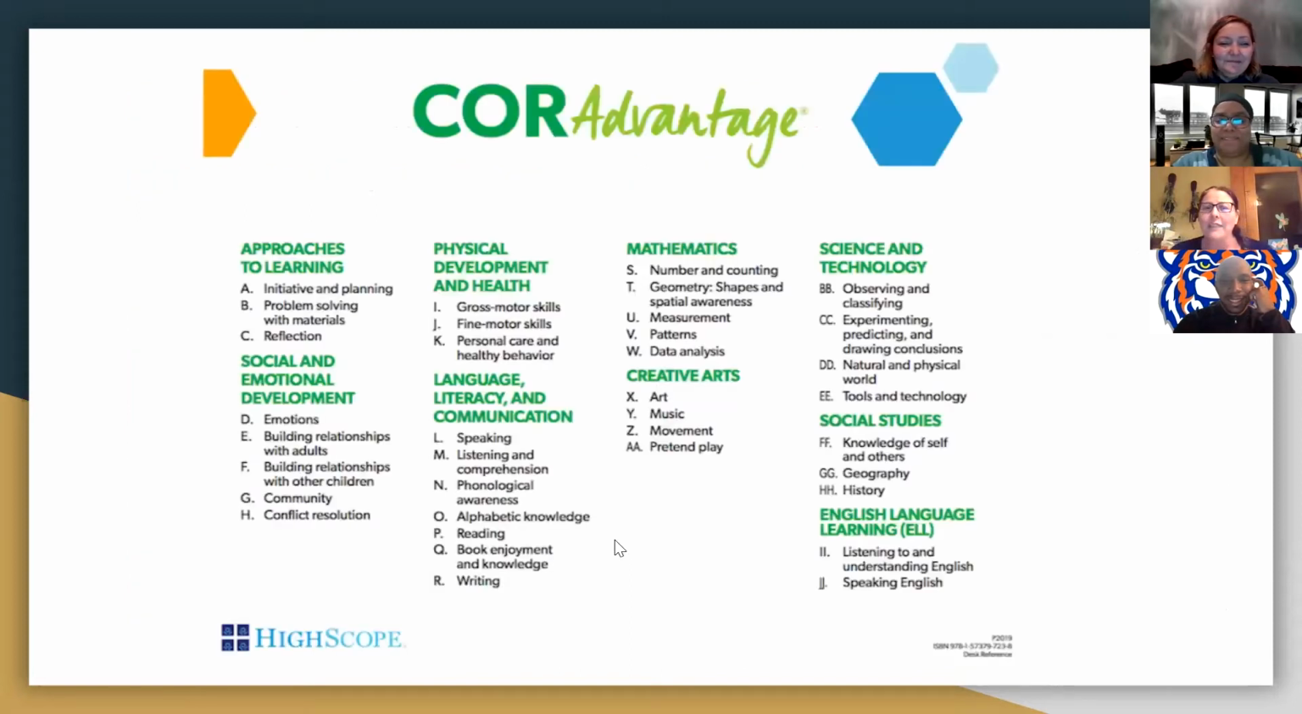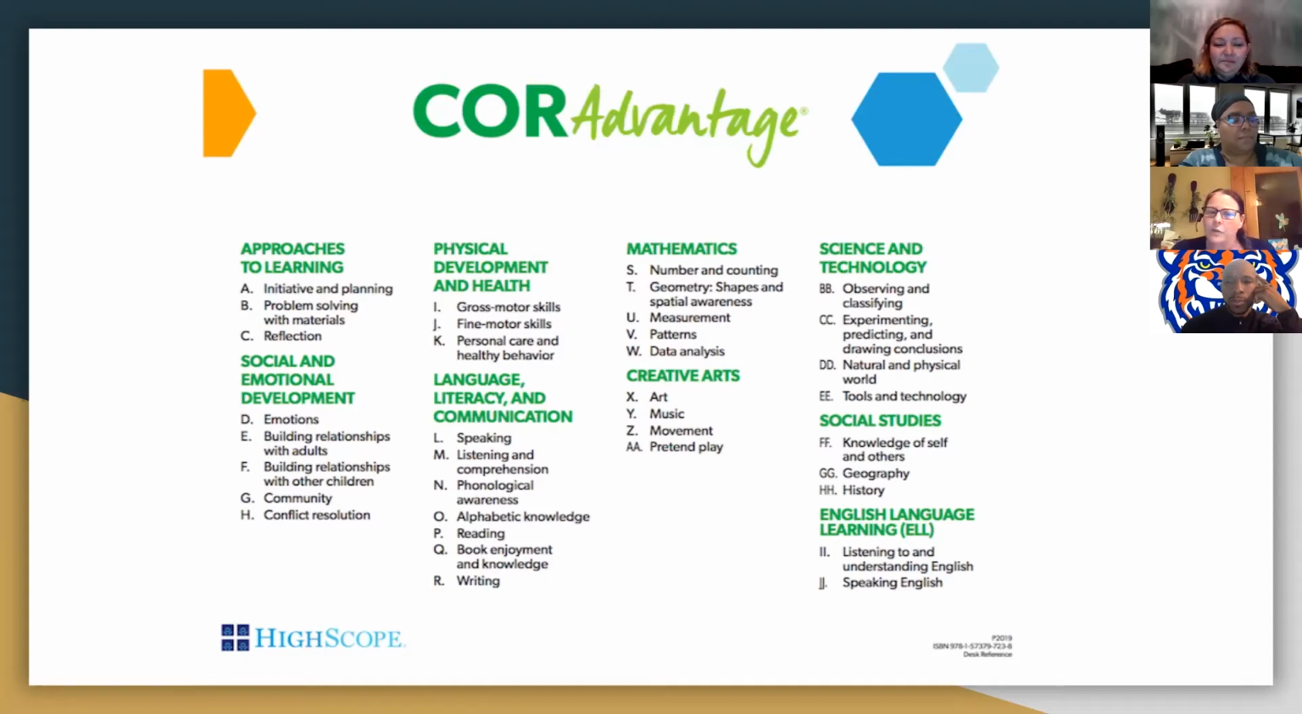Anyhow, COR Advantage, I want to give you just a tiny bit of background in case you haven't spoken with your child's teacher yet. COR Advantage is the assessment tool that we use to monitor the implementation of HighScope and what your child is learning. It is broken into different learning domains, which are the part highlighted in green: approaches to learning, social and emotional development, physical development and health, language, literacy and communication, mathematics, creative arts, science and technology, social studies, and English language learning for the families that need that support. This would be somebody who's not a native speaker or perhaps not speaking English in the home. We'd be looking at those skill sets as well.